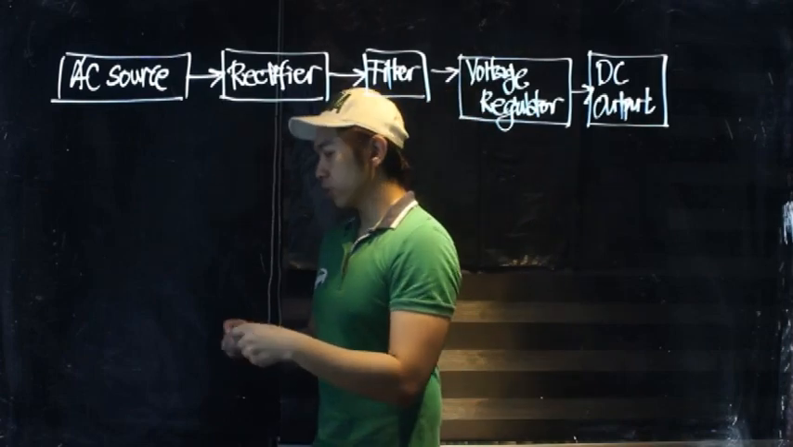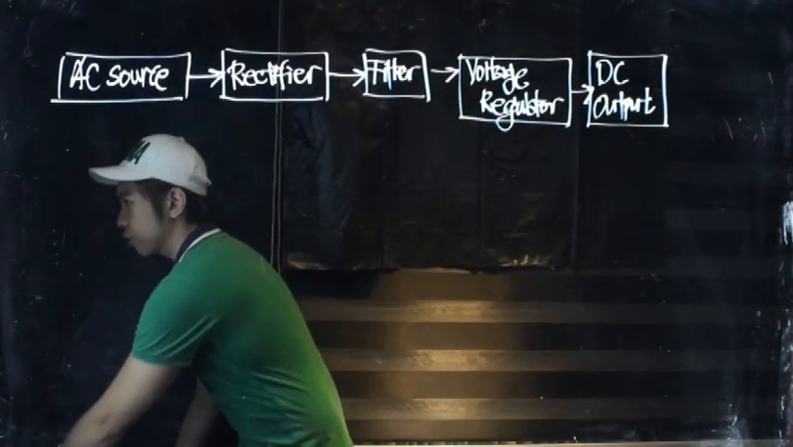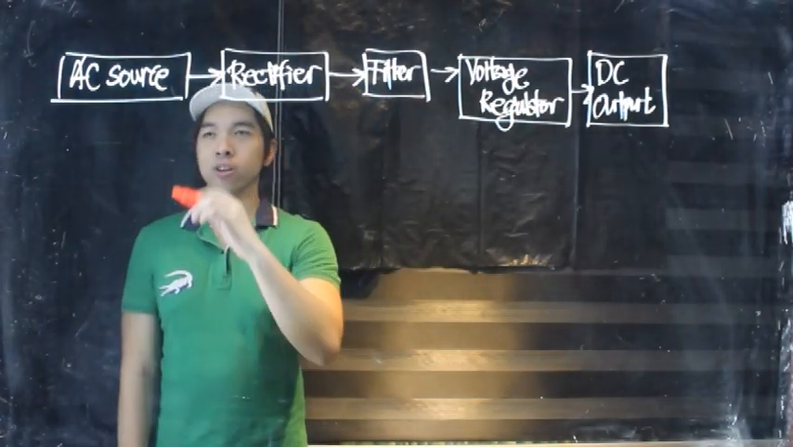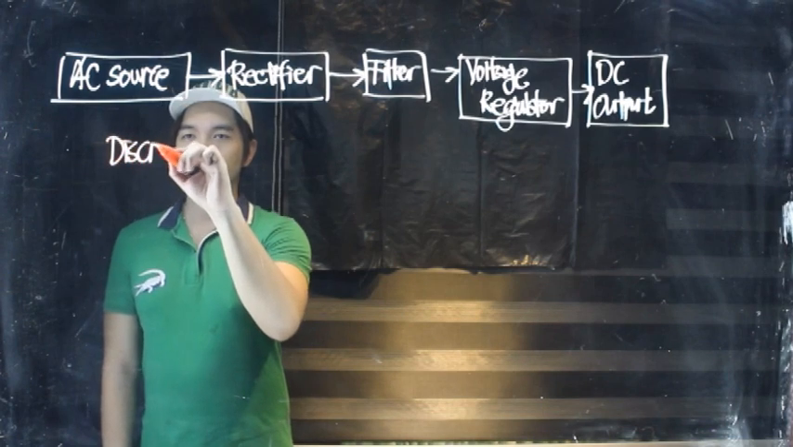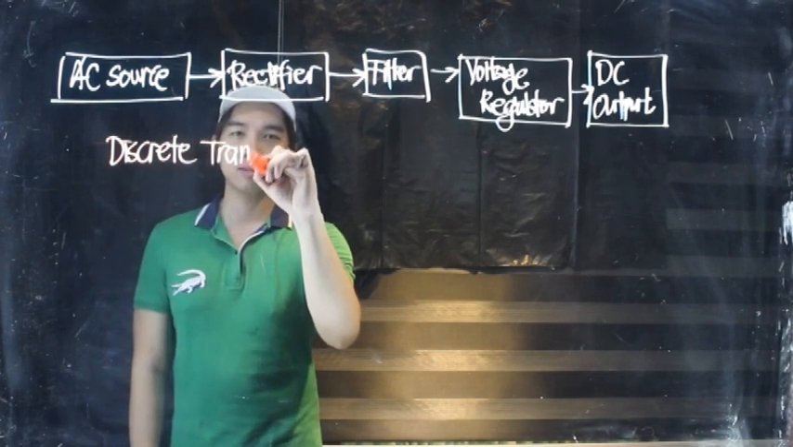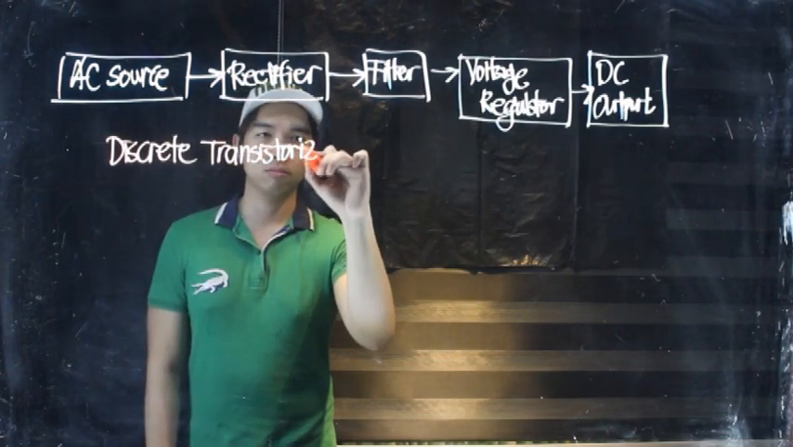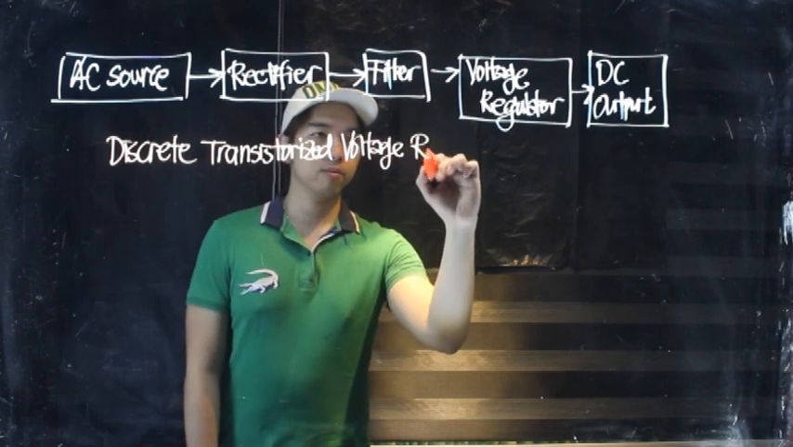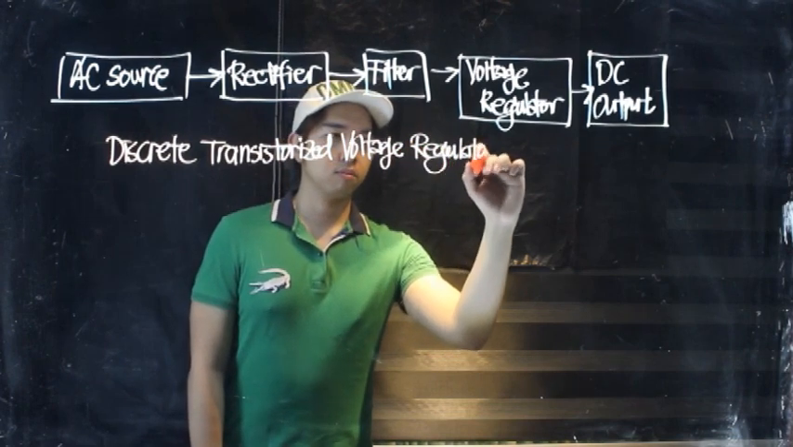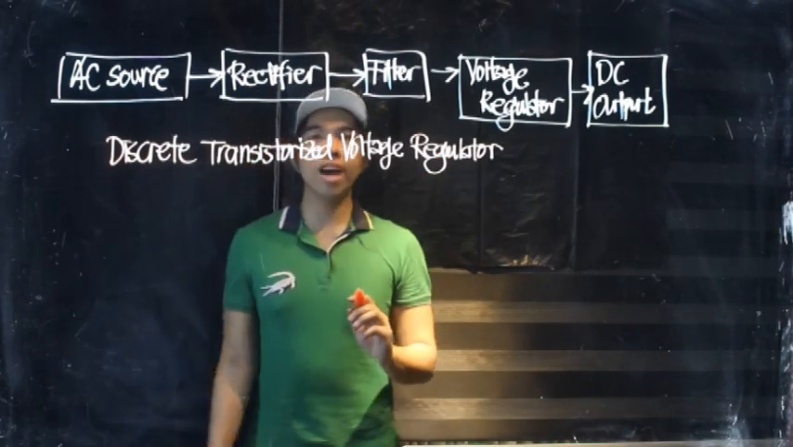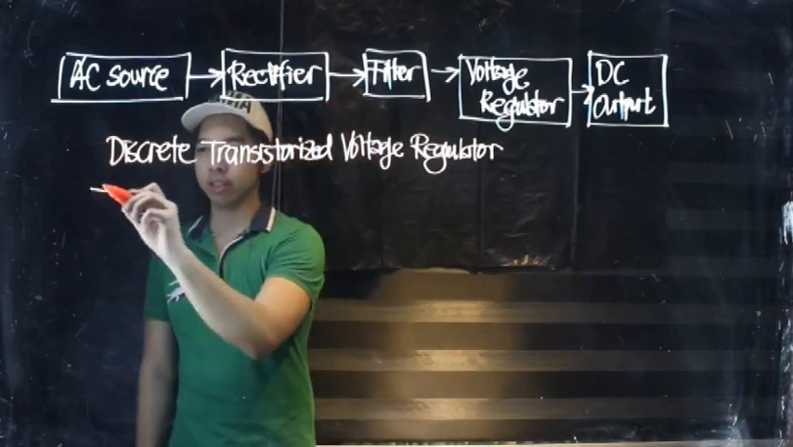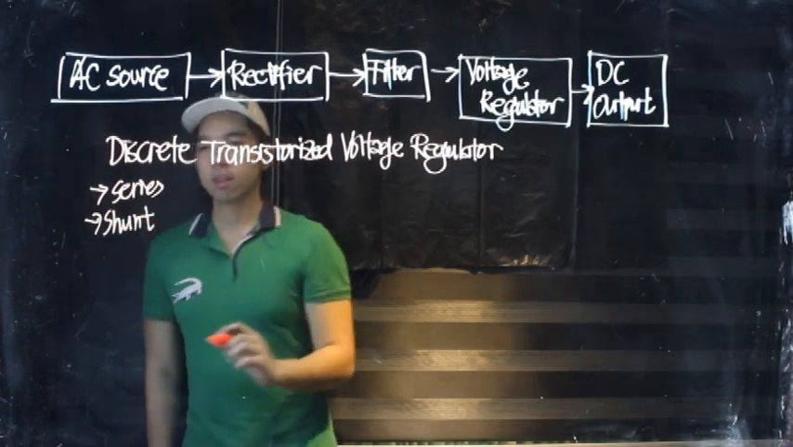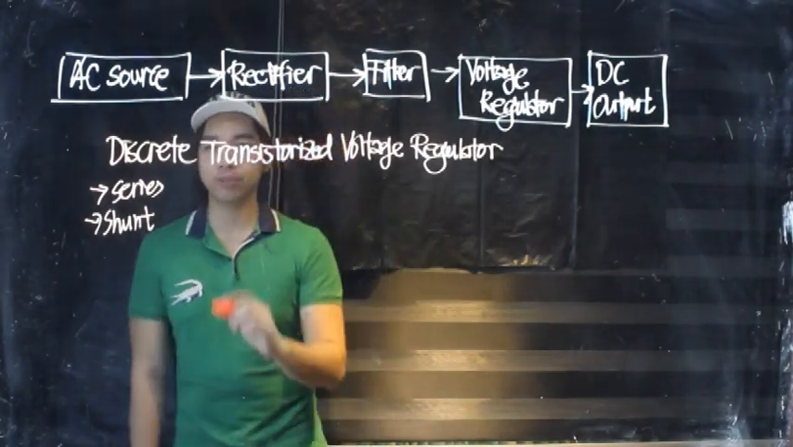So for this edition of Problem Solved, we're going to discuss discrete transistor voltage regulators, or discrete transistorized voltage regulator. We have two configurations for this: the series and the shunt. But for now, let's have the common configuration, which is the series.